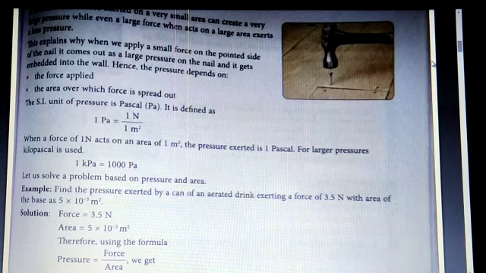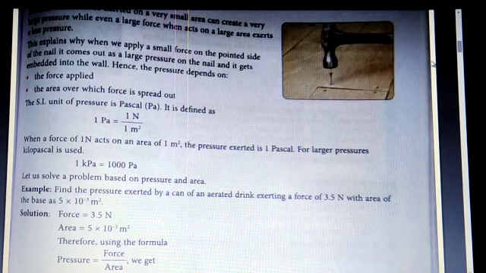Now, the unit of pressure. The SI unit of pressure is Pascal, and Pascal is written in short as capital P and small a. So 1 Pa is equal to 1 Newton by 1 meter square. So when a force of 1 Newton acts on an area of 1 meter square, pressure is 1 Pascal. Another unit you can say is Newton per meter square. So two units are there, either Pascal or Newton per meter square.